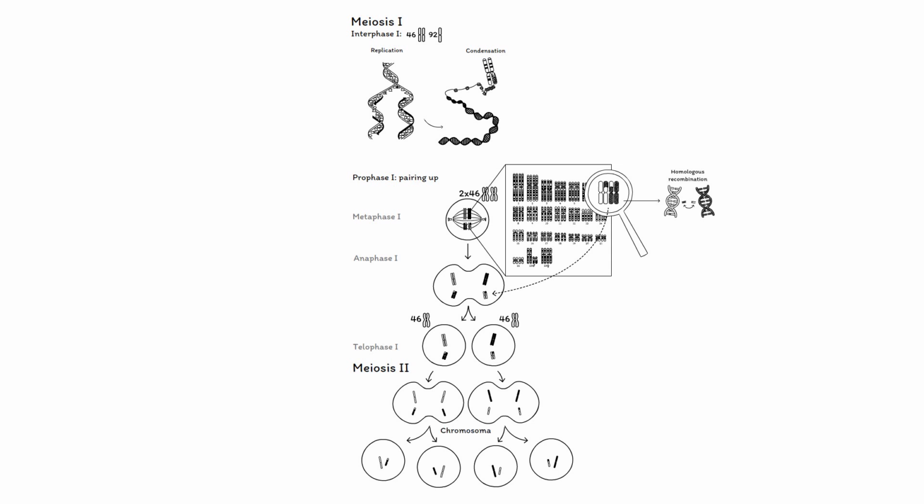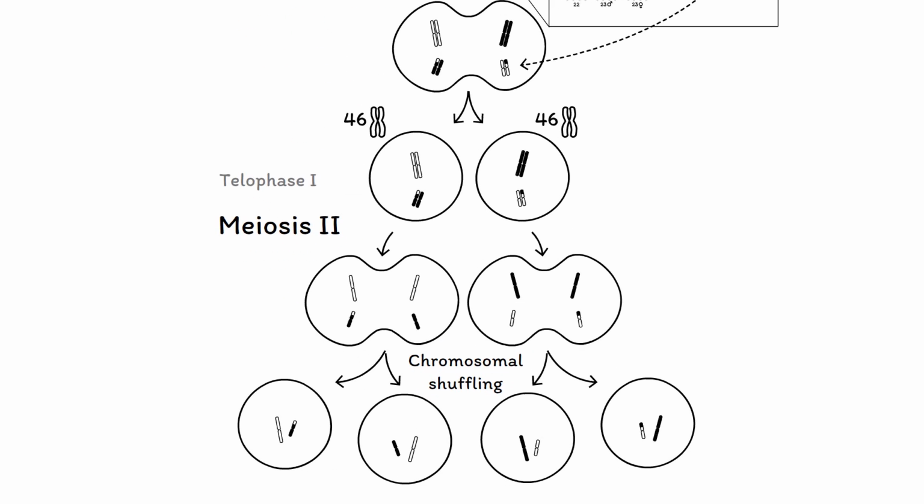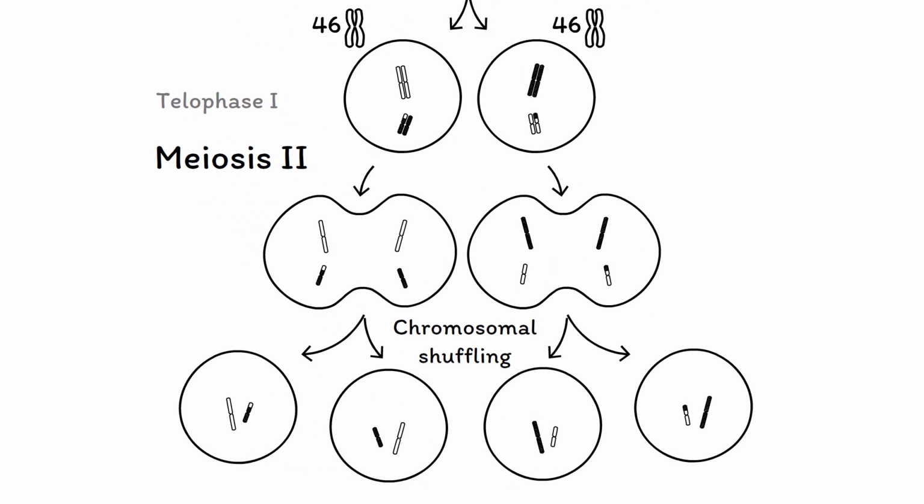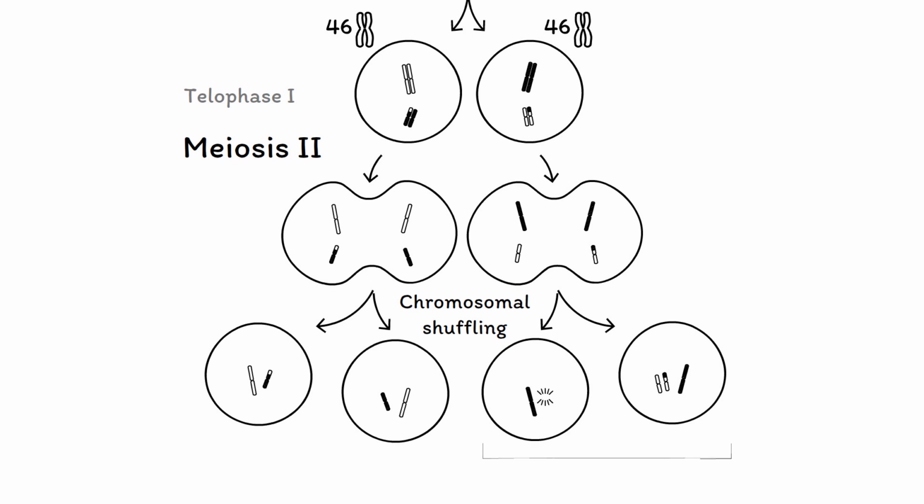The chromosomal shuffling that occurs as a result of homologous recombination and the random distribution of homologous pairs of chromosomes and chromatids is important for diversifying the genetic composition in each gamete. However, mistakes can happen during these processes, which can lead to chromosomal abnormalities with big consequences.